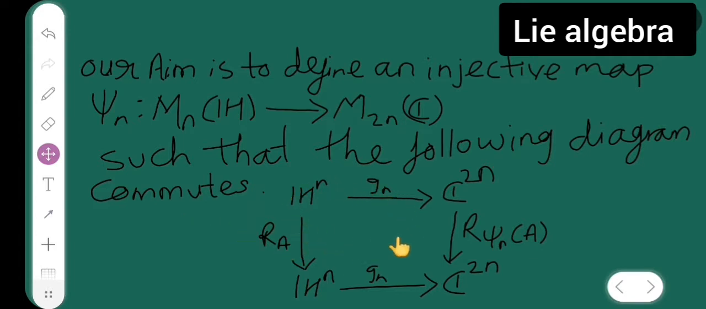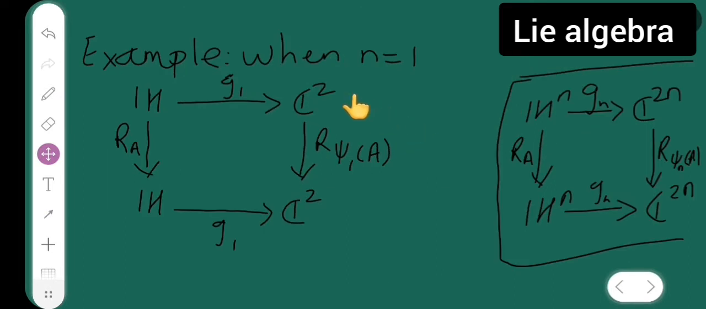Next is my example. When n is equal to 1, what will happen? This will be G1, and this will be H1, and this R_A and R_psi n of A will be psi 1 of A. And this is my G1 and G1.